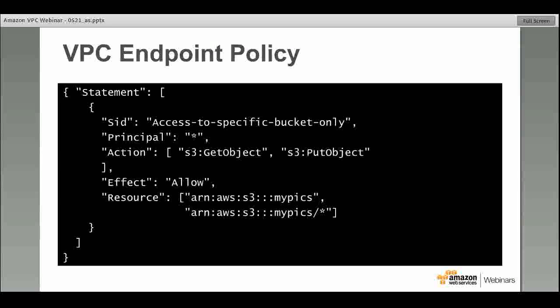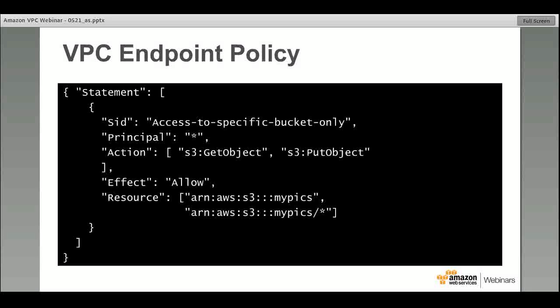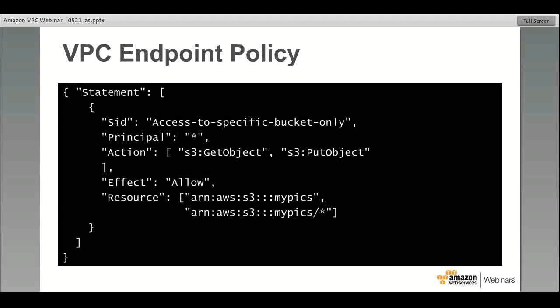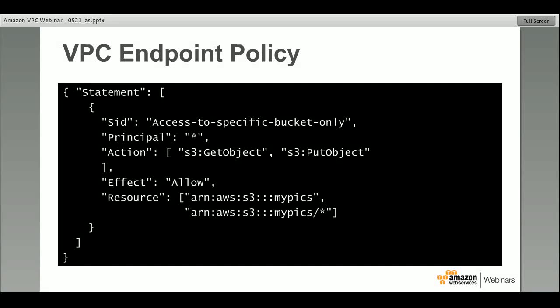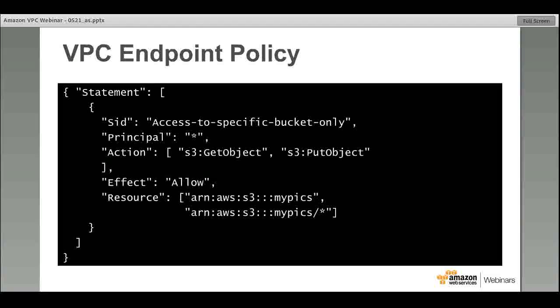And so here's an example of an endpoint policy that would limit the access, or in this case, this would allow access to S3 get object and put object APIs for the MyPix bucket. And this would then implement the policy that I just described on the previous slide.